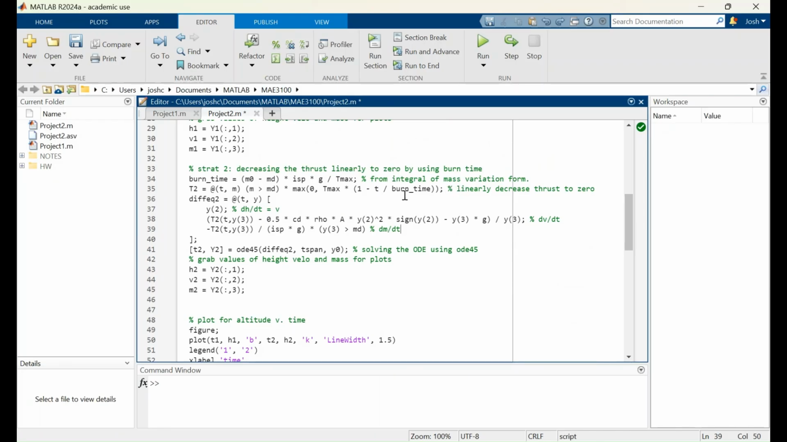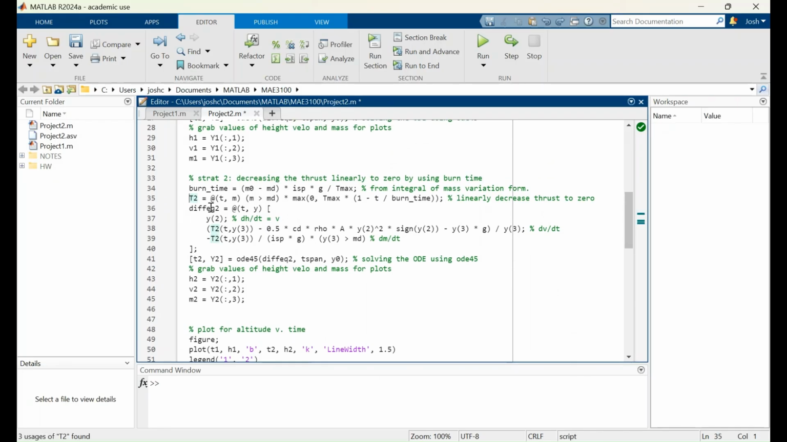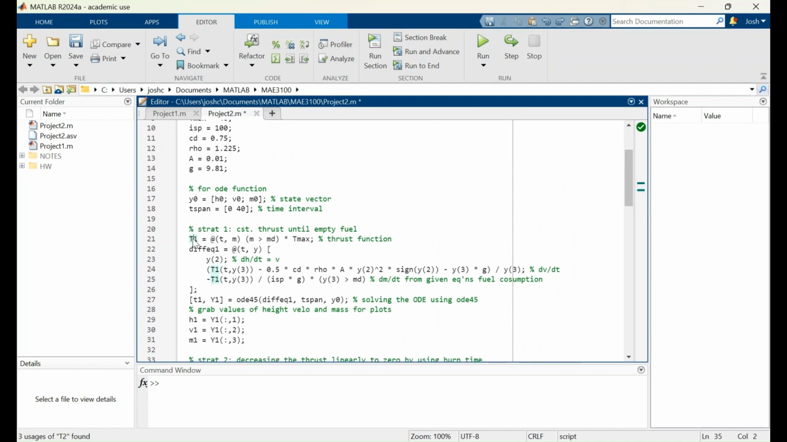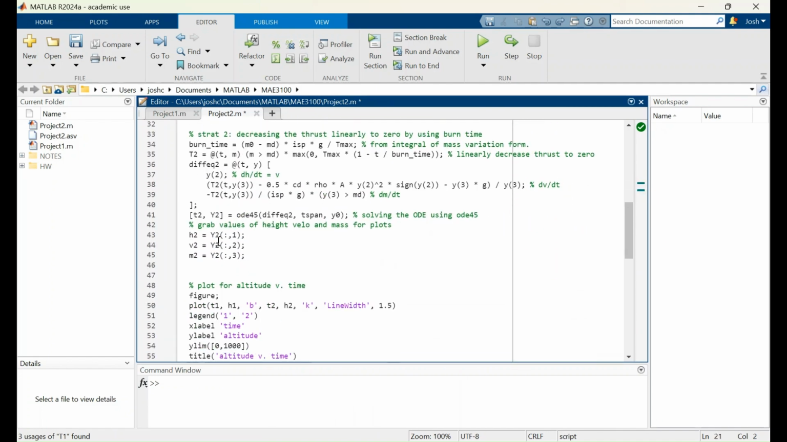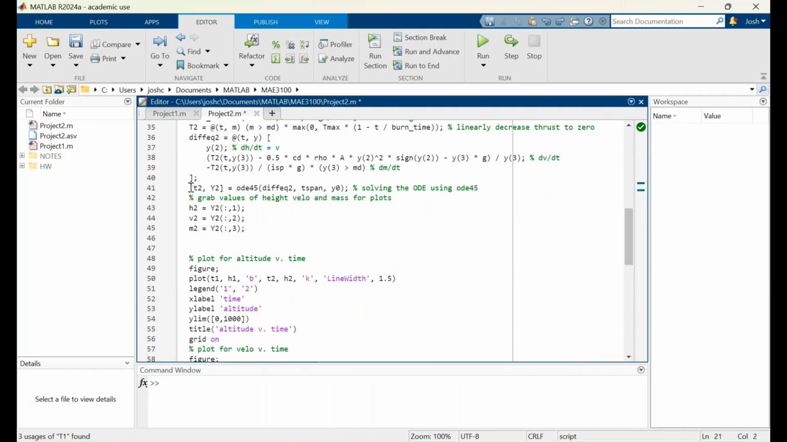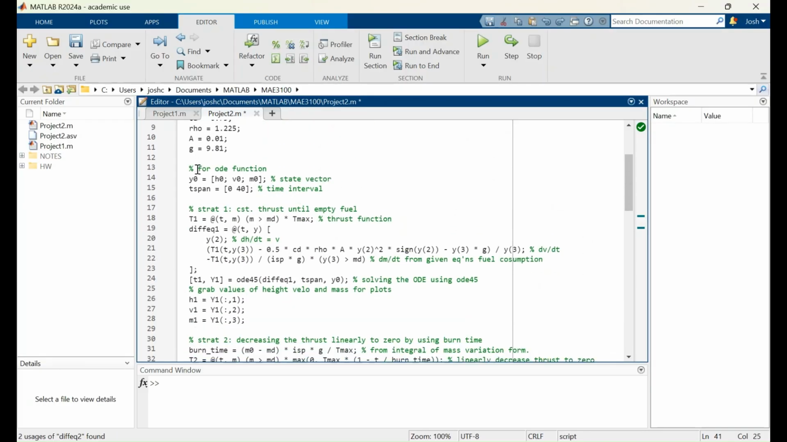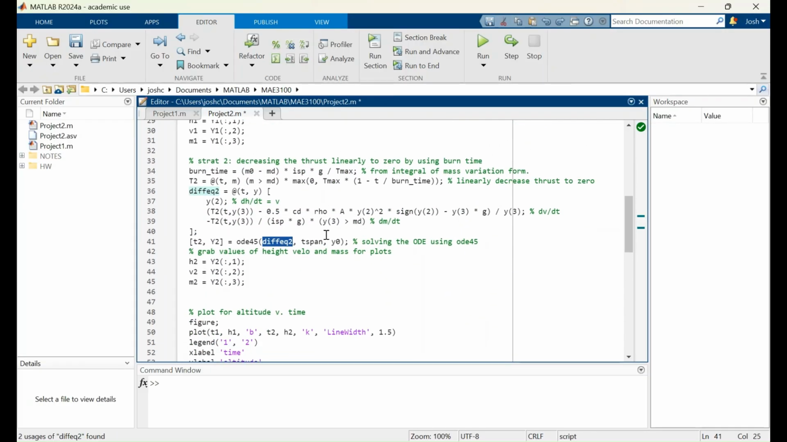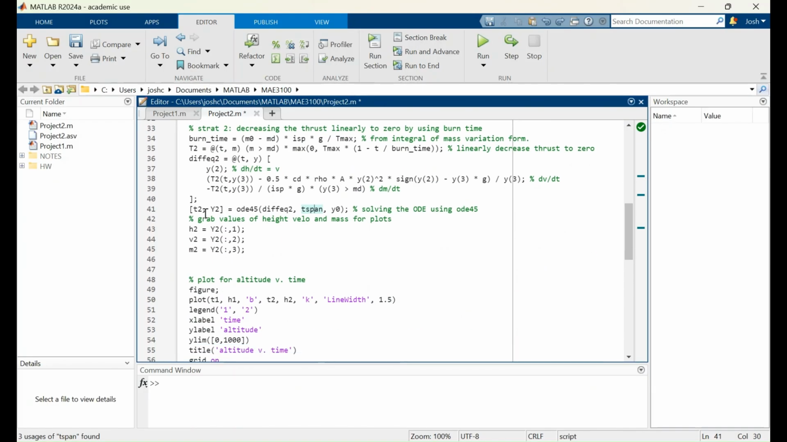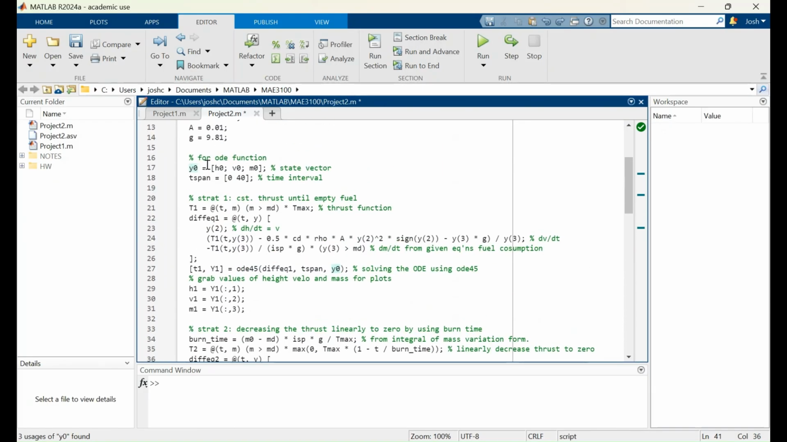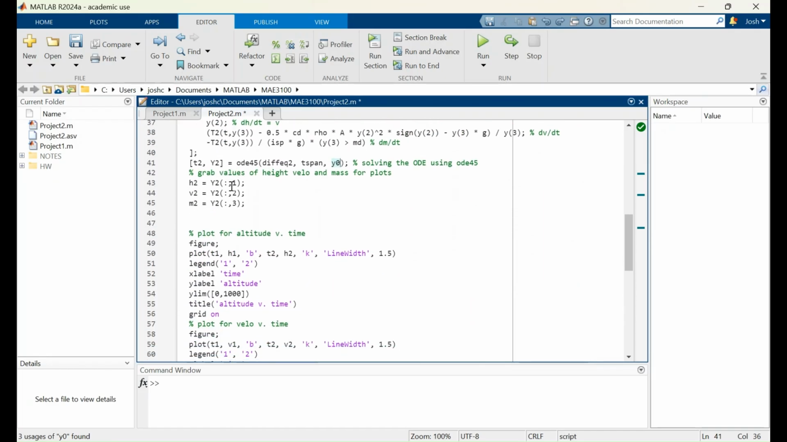Except here, our T2 and our T1 are like our main differences. And then same sort of extraction. This is the extraction. Same way of solving using ODE45, except we plug in diffie-Q2 rather than diffie-Q1. Same time interval, and then same initial height, mass, and velocity. Yeah, and then we grab our values of velo, mass, and height for our plots.